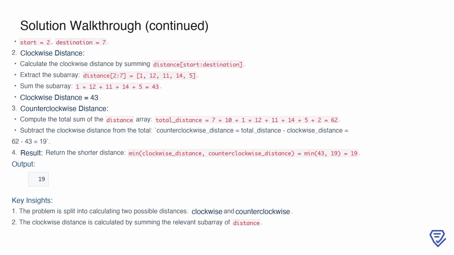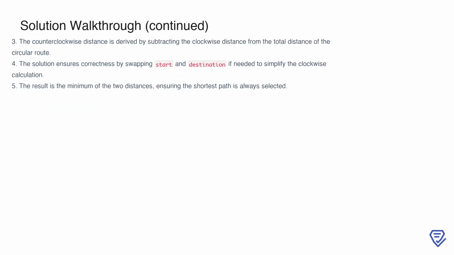Thus, the output is 19. This problem demonstrates that the shortest distance between two bus stops on a circular route can be calculated by considering both clockwise and counterclockwise directions. The clockwise distance is determined by summing a specific subarray of distance, while the counterclockwise distance is derived by subtracting the clockwise distance from the total sum of the array.